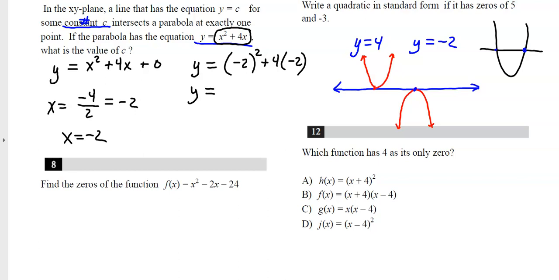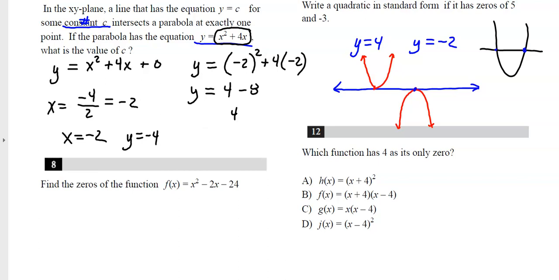Y is -2 times itself, which is 4. 4 times -2 is -8. So it looks like y is at -4. So there's the vertex. So if I were going to graph this, it's cutting through.